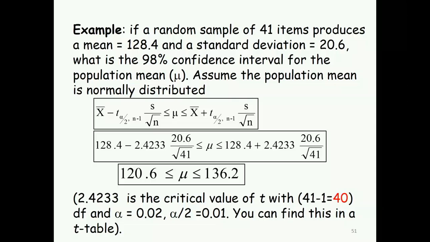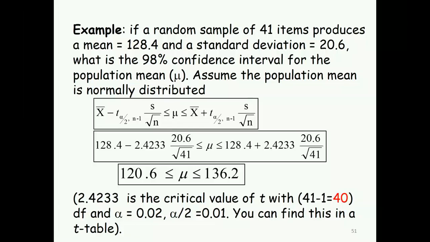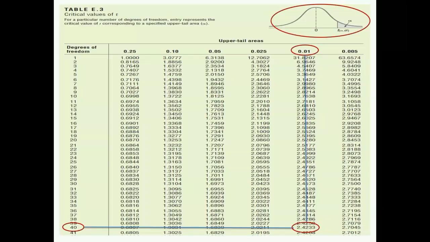Alpha is 2%. To the right, 1%. To the left, 1%. Degrees of freedom 40, 1%. I found 2.4233, so plus 2.4233 and minus 2.4233. If you continue down to 120, then whether it is Z or T, the critical value would remain the same.